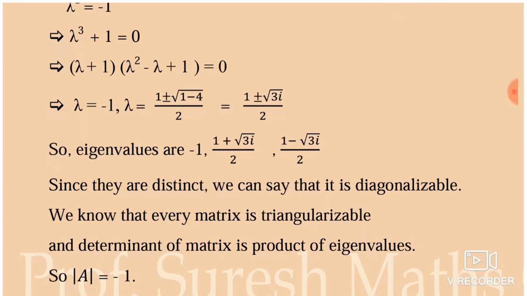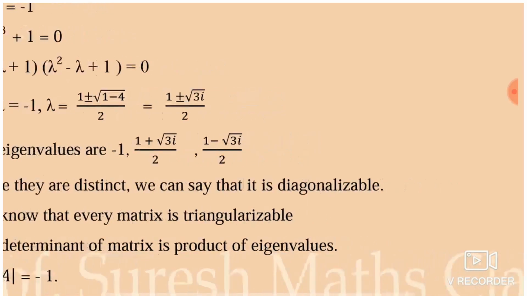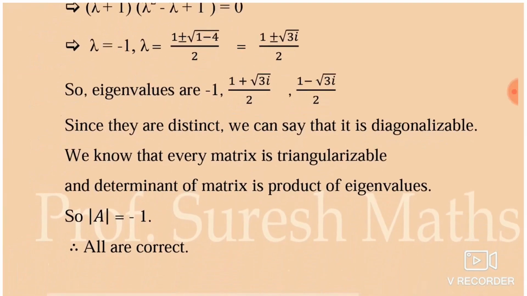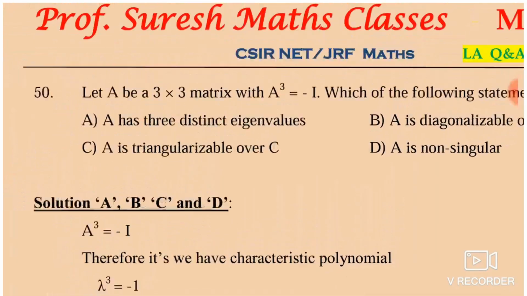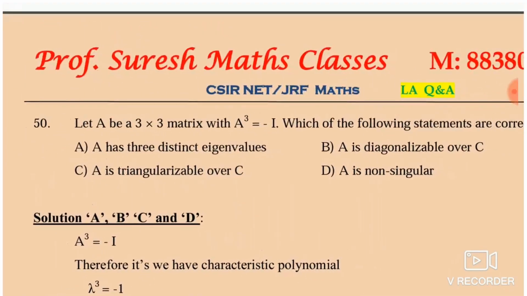This is always true. And the determinant of a matrix is the product of eigenvalues. So if you multiply these three, you will get minus 1. So all the options are correct. So usually some questions are asked like this.